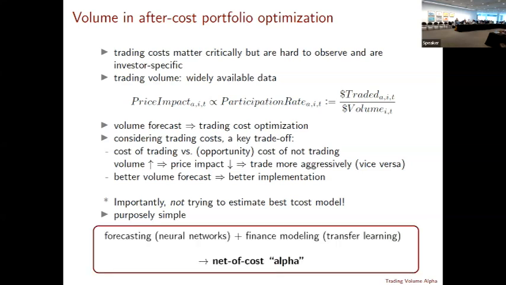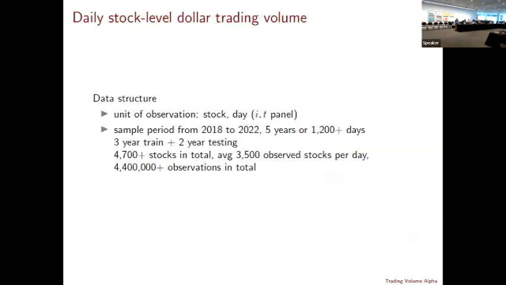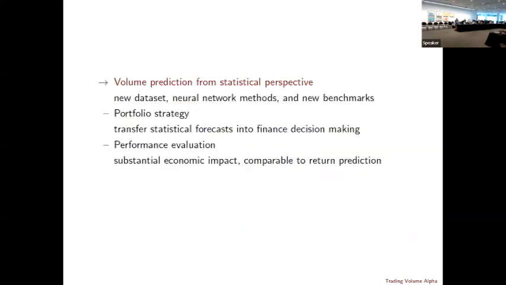All right. So what we're going to do is combine forecasting that volume measure, translating it through a financial model to something economic, and then creating net of cost alpha from that. Okay. So let's start from a statistical perspective. Okay, and then we'll get into the portfolio optimization, and then do some trading experiments to see what the impact would be.